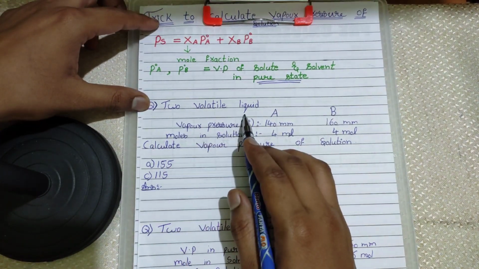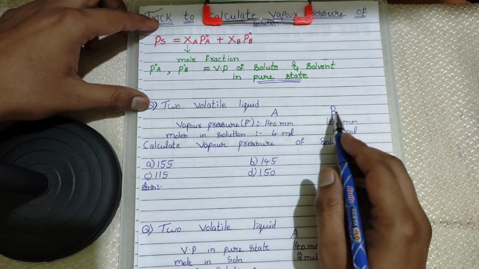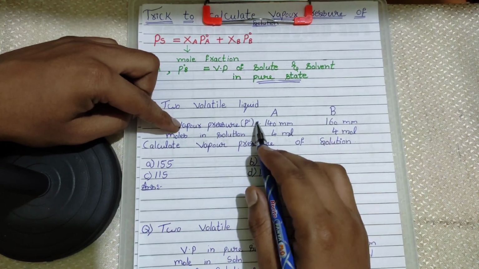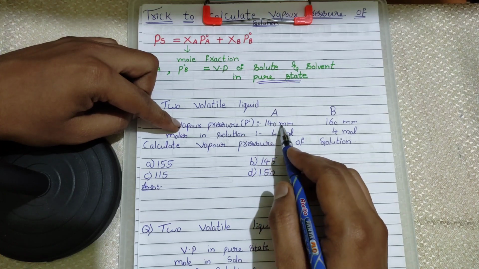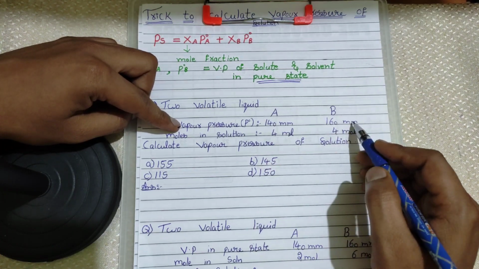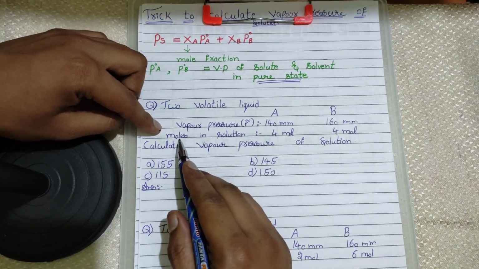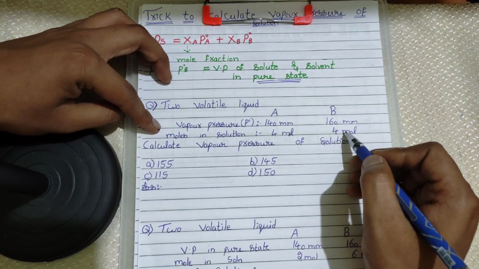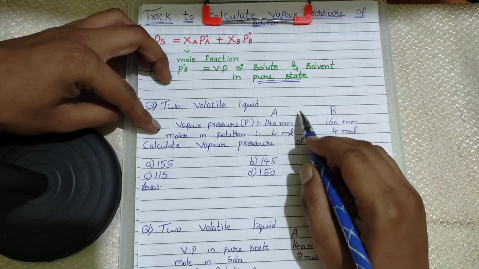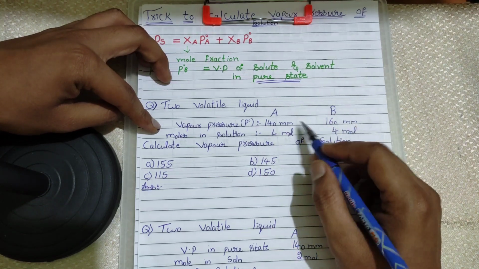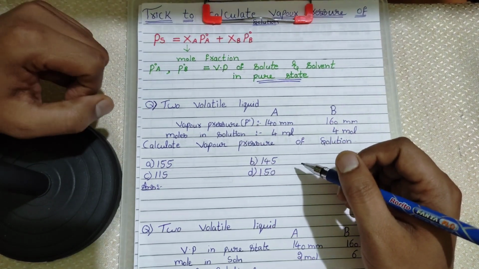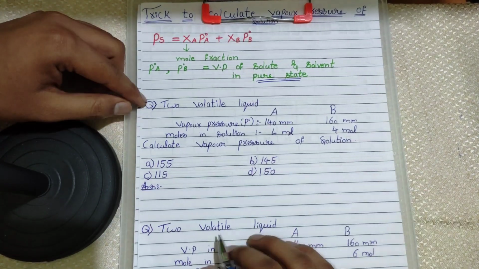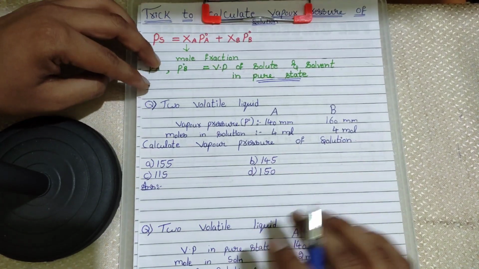We have two volatile liquids, A and B. The vapor pressure of A is 140 mm and B is 160 mm. Now they have given moles of the solution, 4 mole and 4 mole. It means both the liquids have the same mole in the solution. Now the question is, calculate the vapor pressure of the solution. They are asking us to calculate the vapor pressure of the solution.